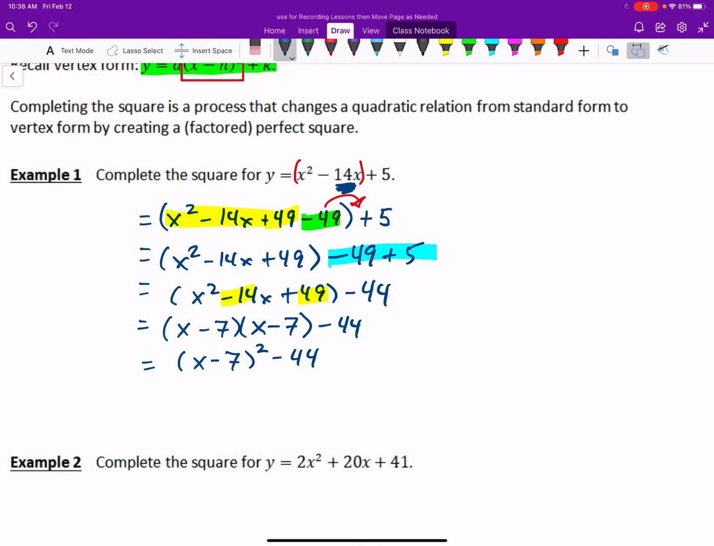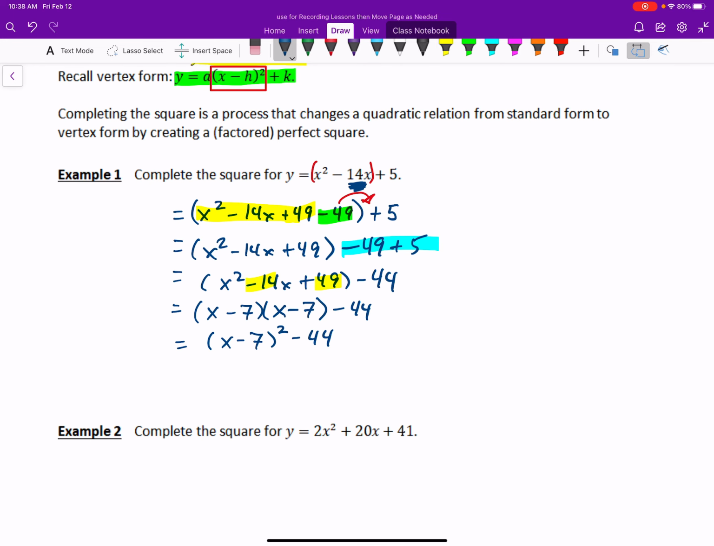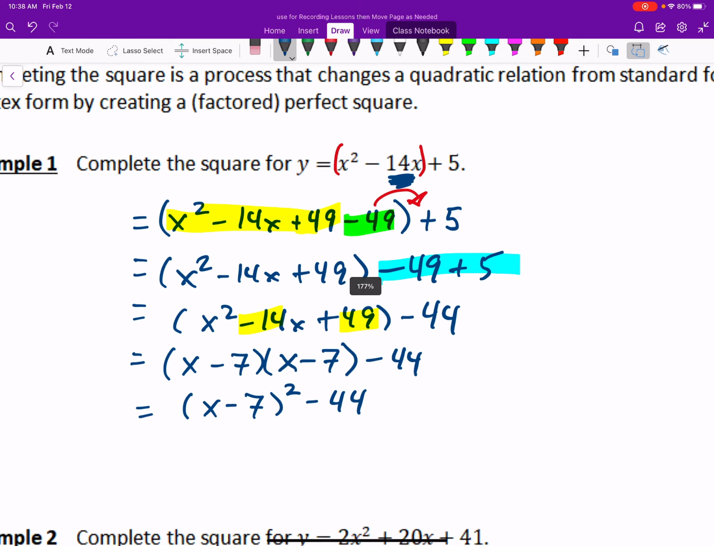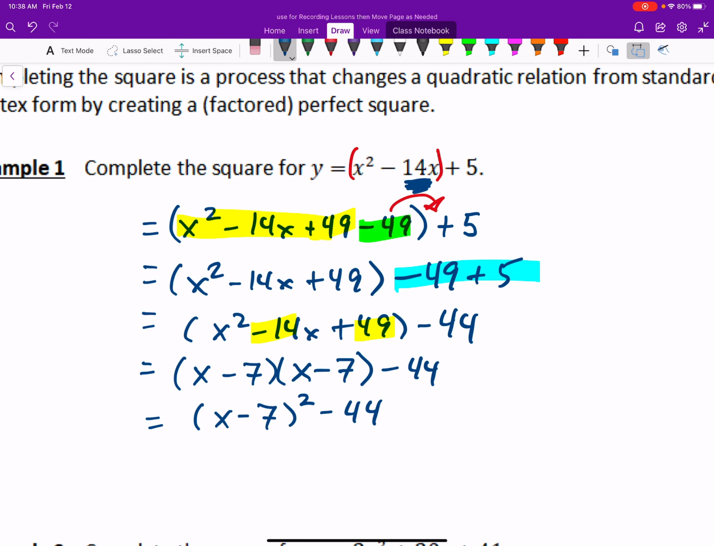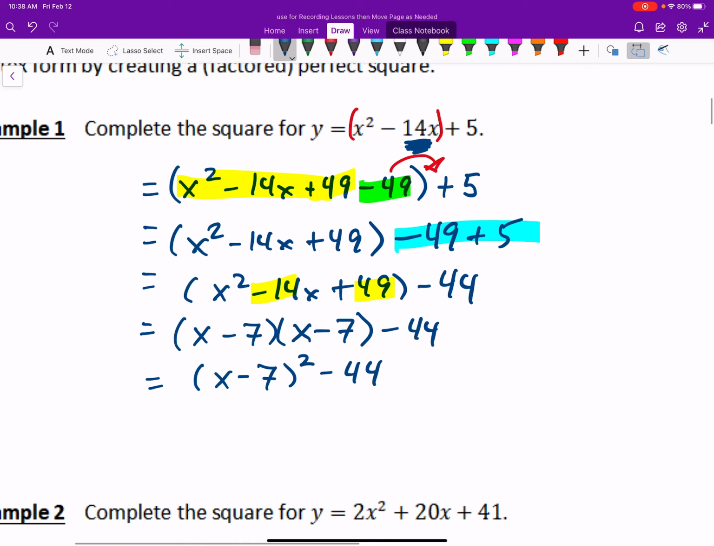Once I've done that factoring, then you can see that it's now in vertex form. It's done. I can tell the vertex is 7, negative 44. The a value is the same as the a value when it was in standard form. It's positive 1, but that doesn't really matter. So that's a really basic completing the square. Those are the steps. Sometimes there's a little bit more to it, though.